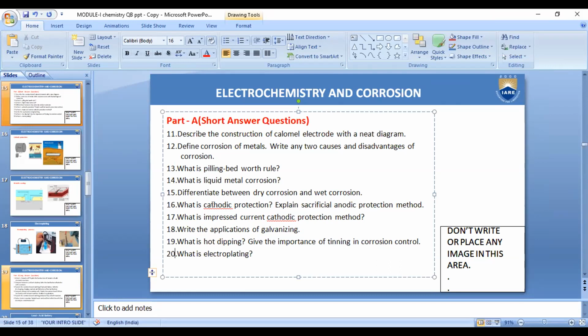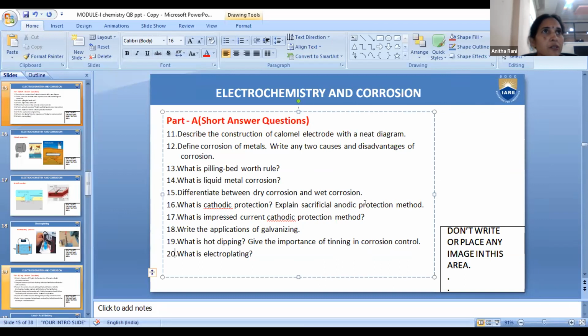By connecting it to more reducing elements that are above it in the series. Yes, very good. We are connecting the base metal to another metal. We are taking a more active metal than the base metal, more anodic than the base metal. Yes or no? Yes, ma'am. That is cathodic protection.